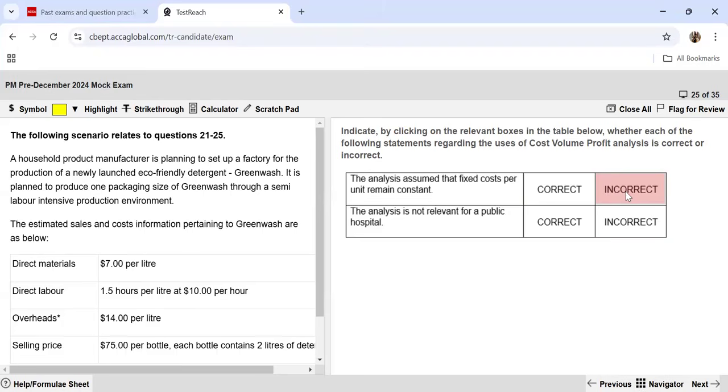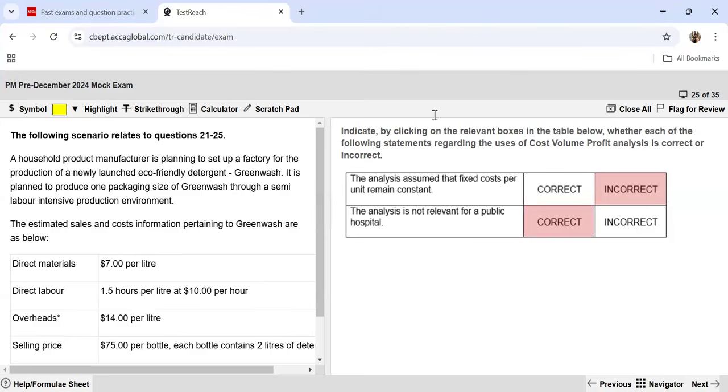Moving to the next statement, the analysis is not relevant for a public hospital. Now, this statement is absolutely correct, and the reason is that this is always relevant for the businesses who want to maximize their profits. A public hospital is in place to serve the people. They are not here to make money. Their main motive is for the people to be treated well, for the people to be in a good condition, not sick. So their main objective is not profit maximization. Hence, CVP analysis is not going to be relevant for them. That's why this statement is absolutely correct.